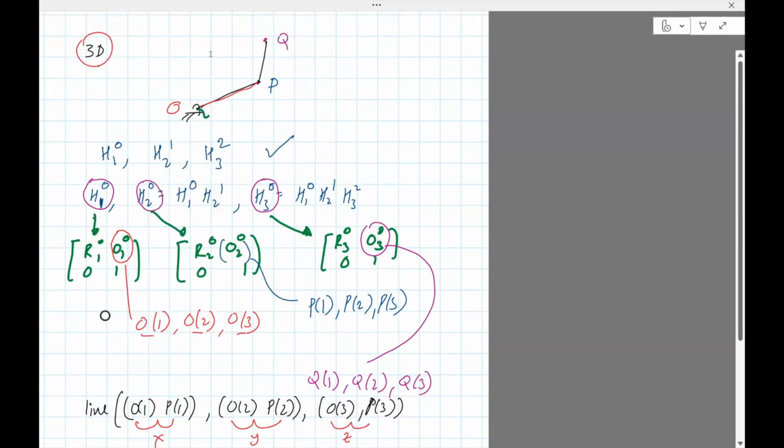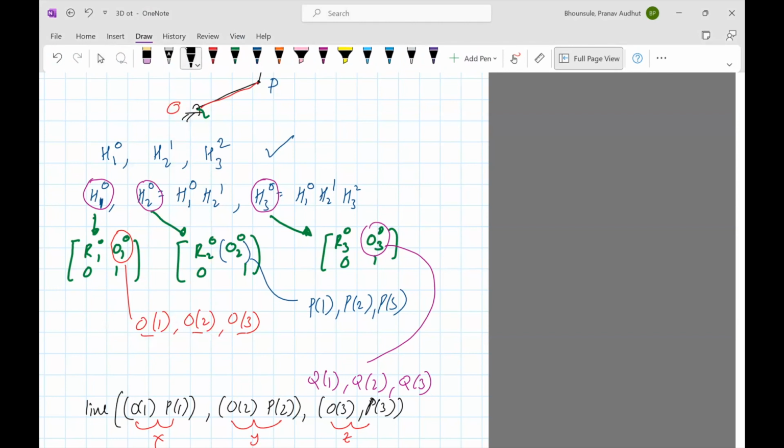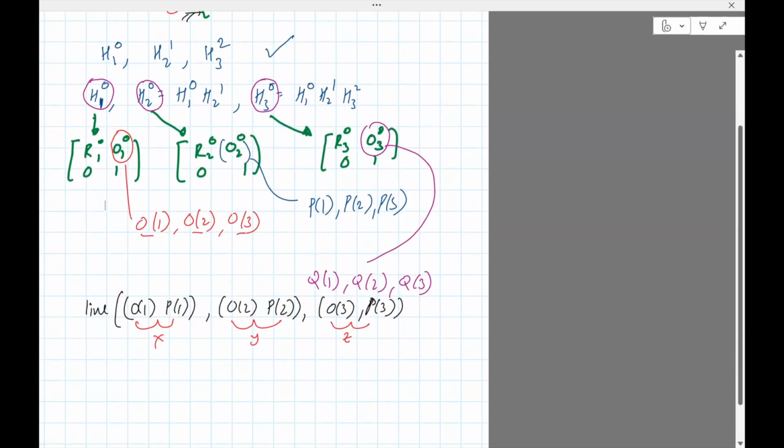Okay. Similarly, what we can do is to draw the line from P to Q. You do line P1, Q1, P2, Q2, P3, Q3.